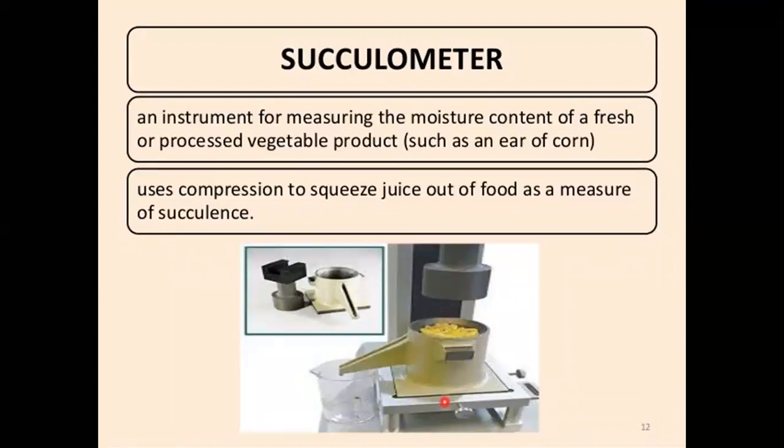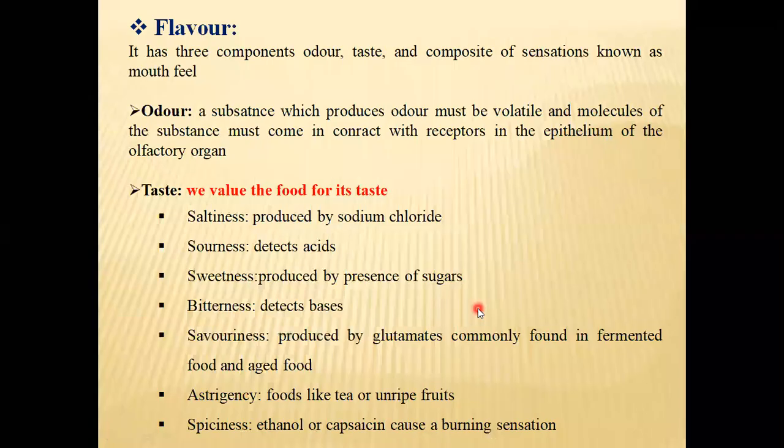Now the next one is the succulometer. This instrument measures the moisture content of fresh and processed vegetable products like sweet corn. Okay, it uses compression in order to squeeze the juice out of that food, and it measures the succulence, meaning the amount of moisture content.